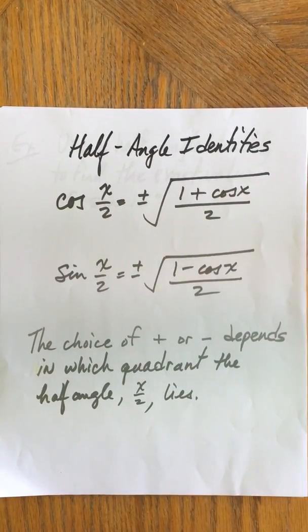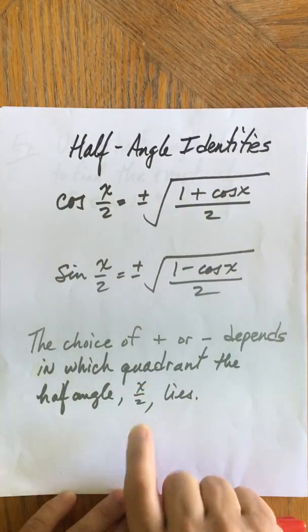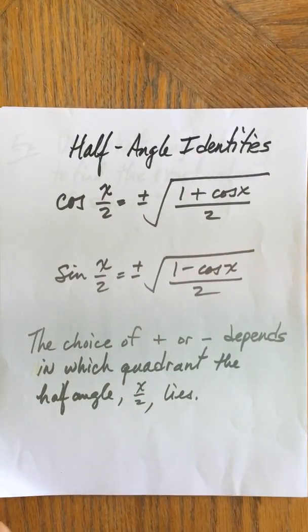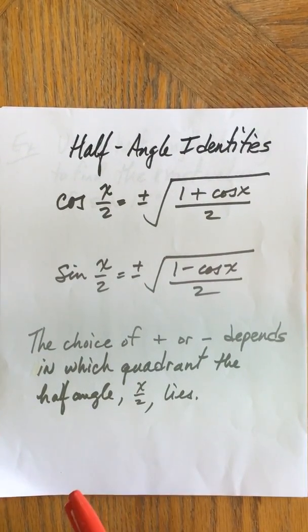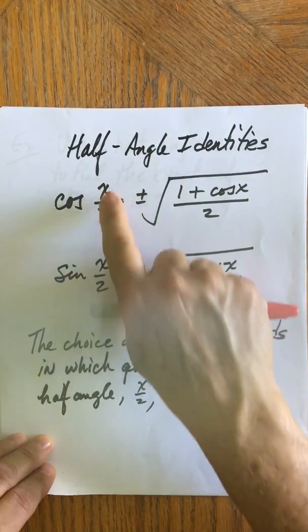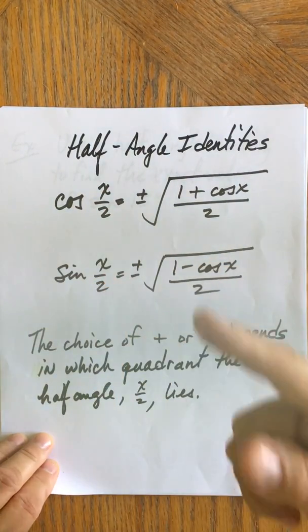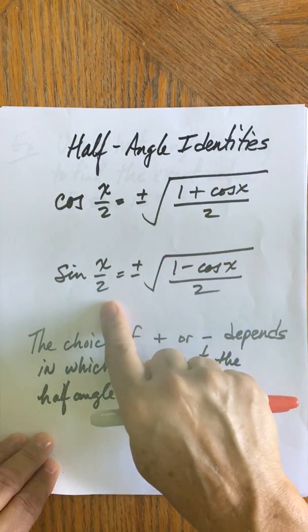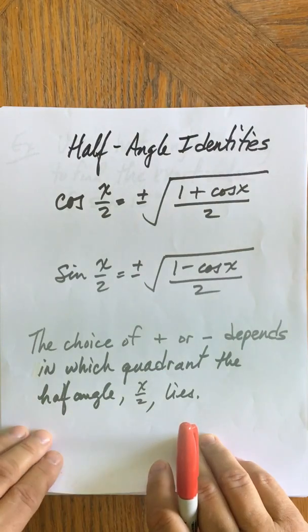And the way you choose depends on which quadrant the half-angle, the x over 2, actually is in, and then asking, is the cosine positive or negative there, or is the sine positive or negative there? So depending on whether you're taking the cosine or sine of that half-angle formula, you ask yourself, in that particular quadrant where the half-angle is, what would be the cosine or sine? Would it be positive or negative, right?